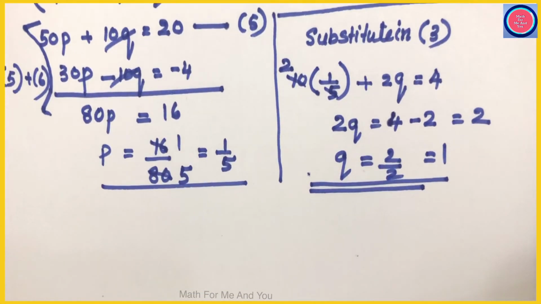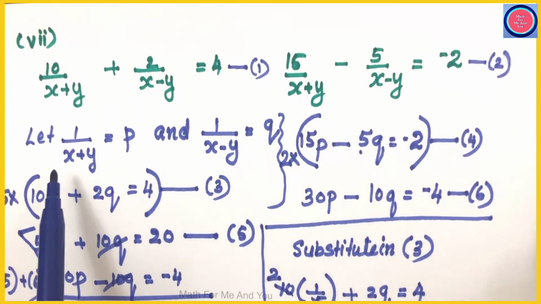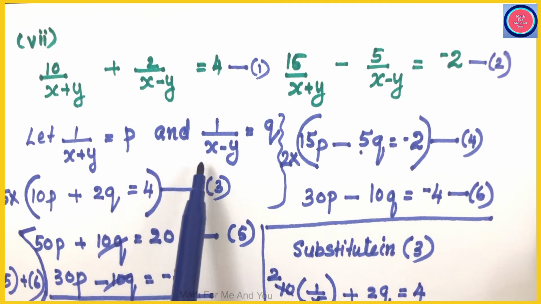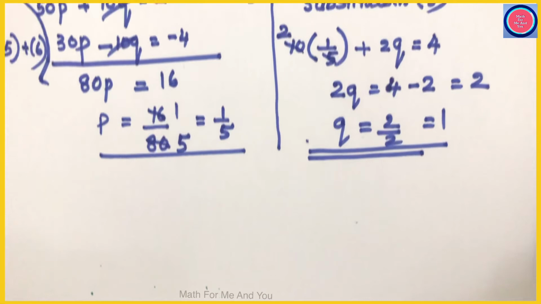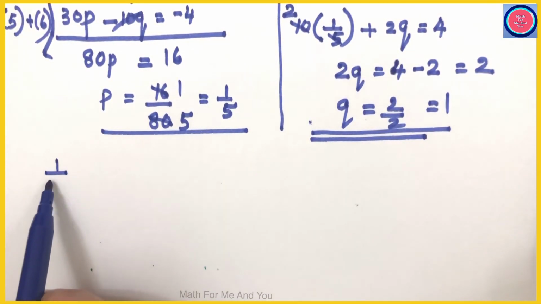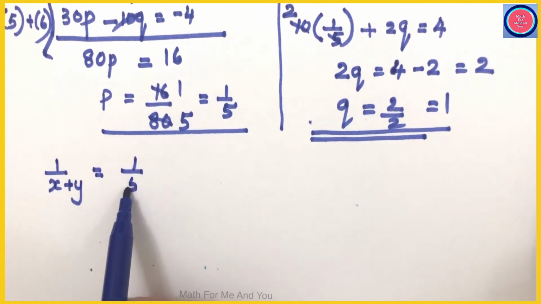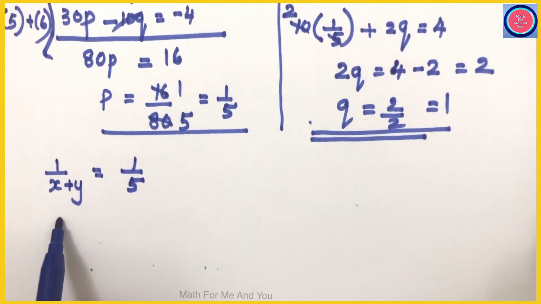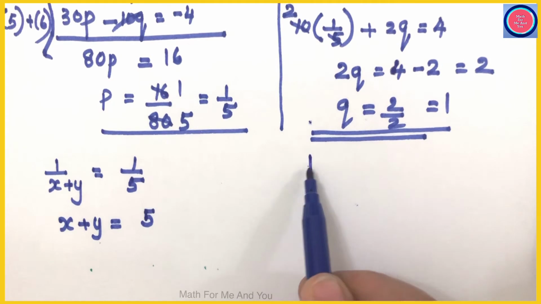We know what to do next. We have to find the value of x and y. What is p? We have taken 1 over x plus y as p and 1 over x minus y as q. So resubstitute this. We have taken 1 over x plus y as p, and now we got the value of p as 1 over 5. Take the reciprocal. x plus y will be the numerator. So x plus y over 1, no need to write. The right side, it is 5 over 1, that is 5. x plus y equals 5.